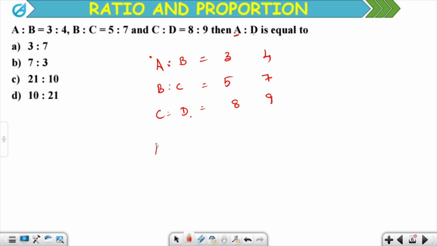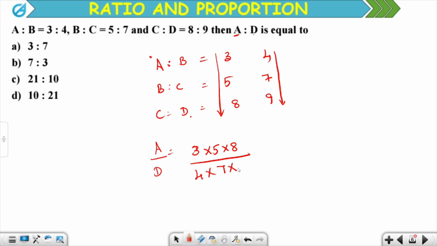So just now we have seen what we have to do. Okay, A by D. In order to find the value of A, multiply these three values. What is that? 3 into 5 into 8, divided by, in order to find the value of D, multiply the last column. What is that? 4 into 7 into 9.